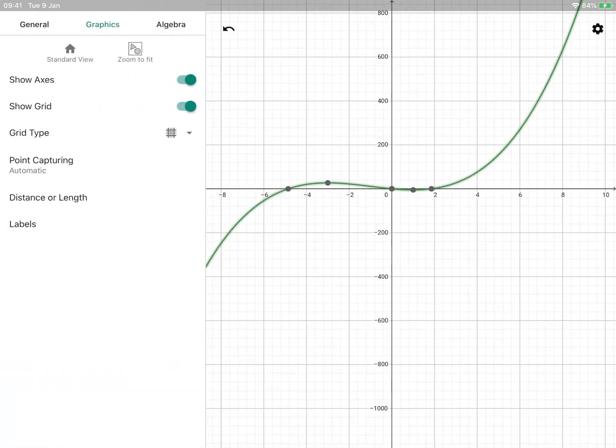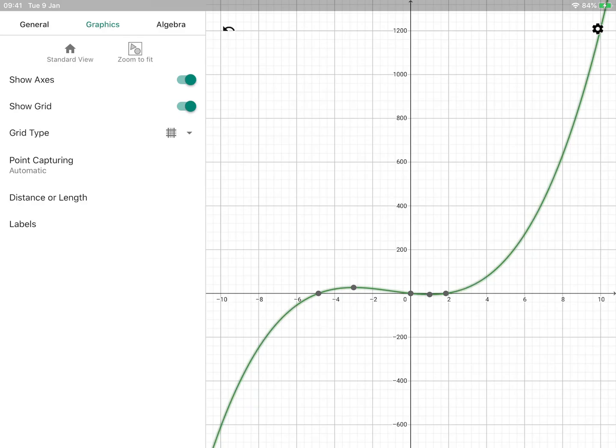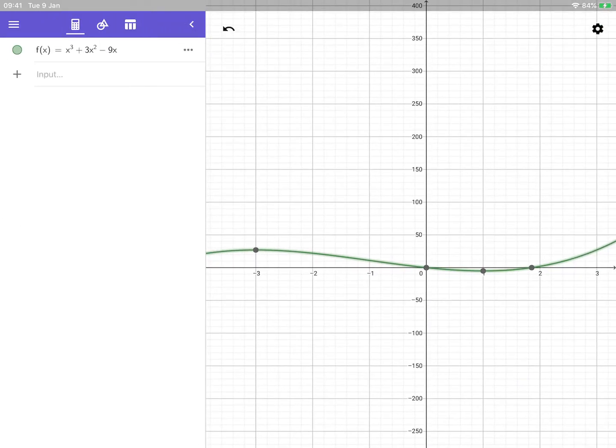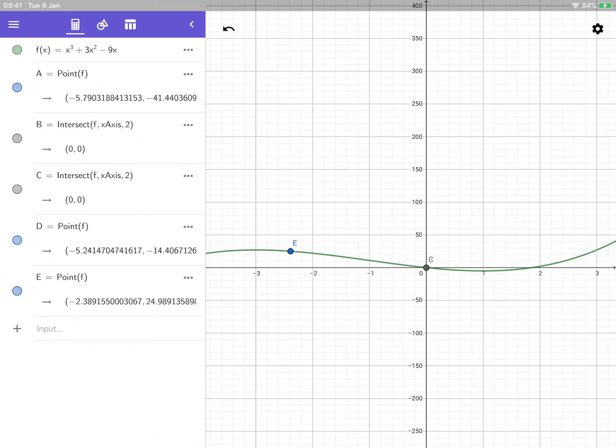Let's do that zoom to fit thing again. It hasn't changed it. Okay, let's just zoom in. So let's just put a point on here. Why does it keep disappearing? Anyway, our key points that we found were between -3 and +1.